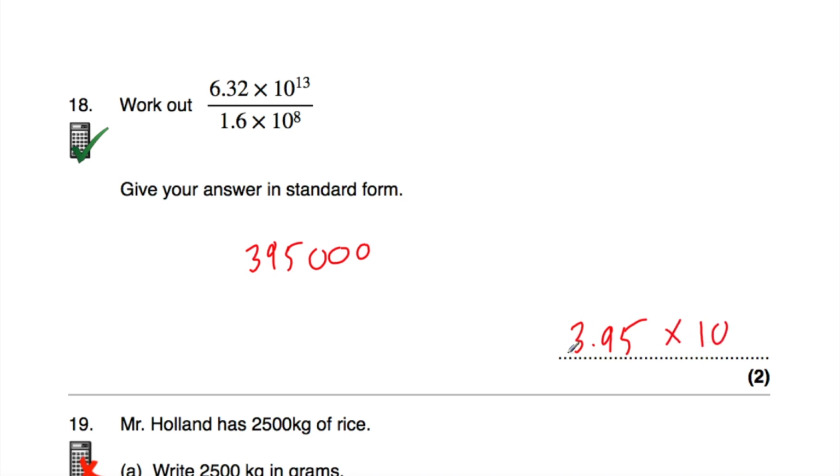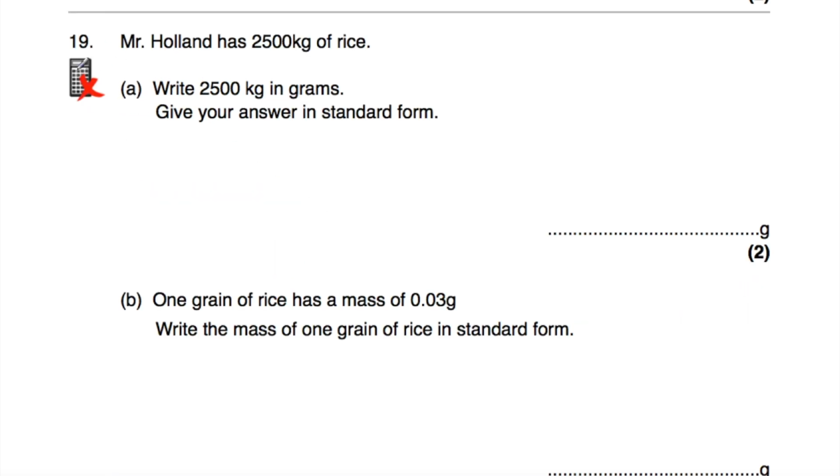And if the 3 is here and it's in the units column, and we wanted to get to here, we're going to need to move it 1, 2, 3, 4, 5 columns to the left. And it's going to be to the power of 5. So our answer is 3.95 times 10 to the power of 5. And that's it.